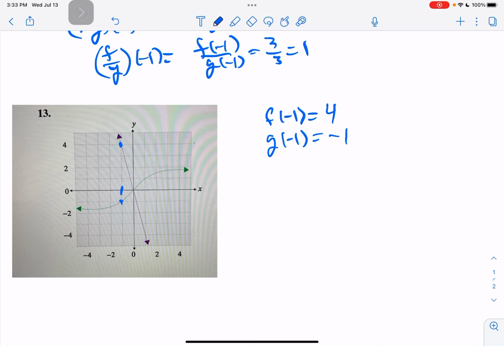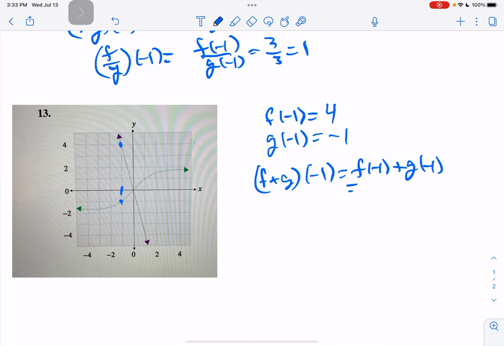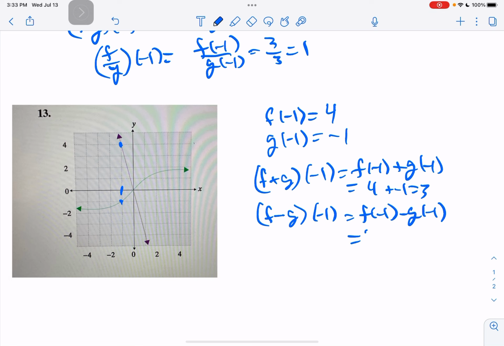So we look at our f plus g of negative 1. That's our f of negative 1 plus g of negative 1, which is going to be 4 plus negative 1, which is 3. F minus g of negative 1 is f of negative 1 minus g of negative 1, which is 4 minus negative 1, which gives us 5.